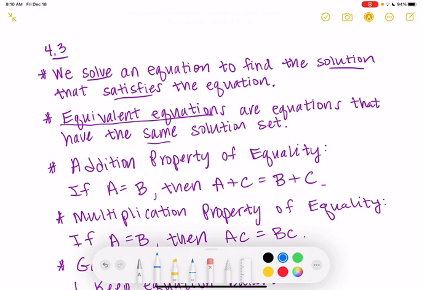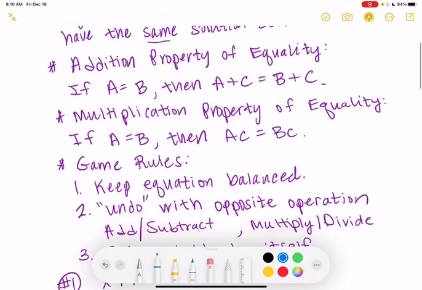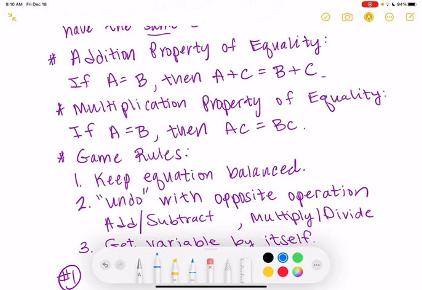Okay. Next, the addition property of equality says if A equals B, then A plus C equals B plus C. So this just means that we're going to keep our equation balanced, and we can do that with addition, right? So same thing with subtraction. So if we have two things that we know are equal to each other, if we add the same thing to both sides, they're still going to be equal. With multiplication, same thing. If we have two things that we know are equal to each other and we multiply both sides by the same thing, we know that they're still equal to each other.